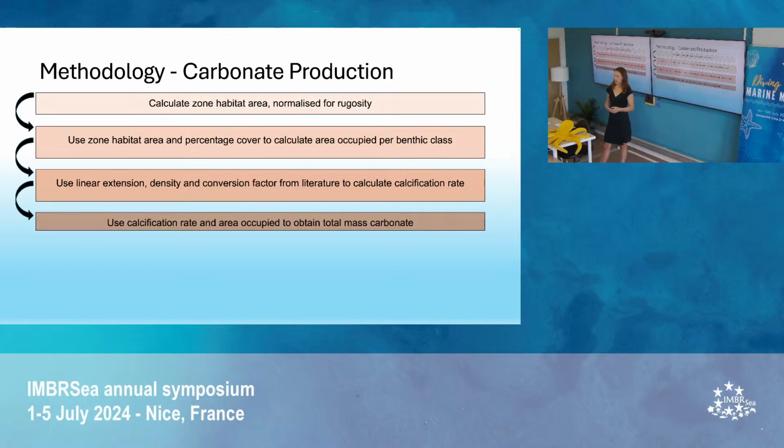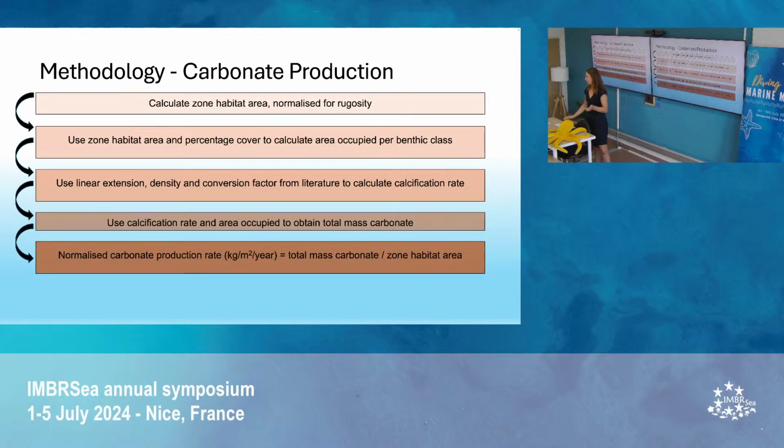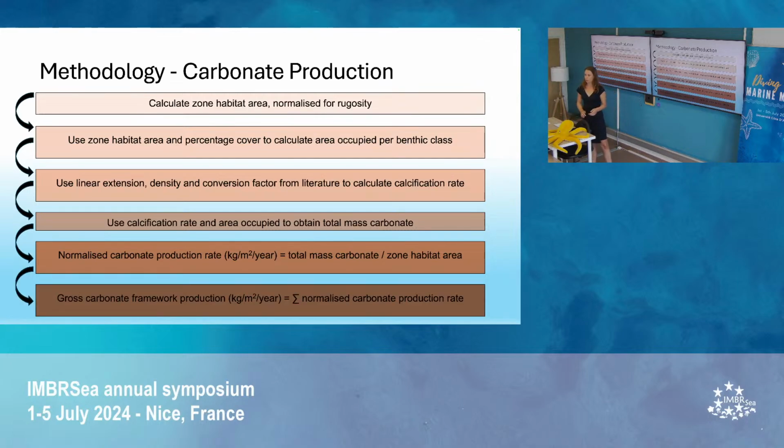With this then and the area occupied, we gain something called the total mass carbonate, which is a mouthful, but it eventually will help us gain the parameter that we want, which is normalized carbonate production rate in kilograms per meter squared per year. If we do not want this value only per geomorphic zone, but for the whole reef, we simply sum them all, and this is then called the gross carbonate framework production in the same units.